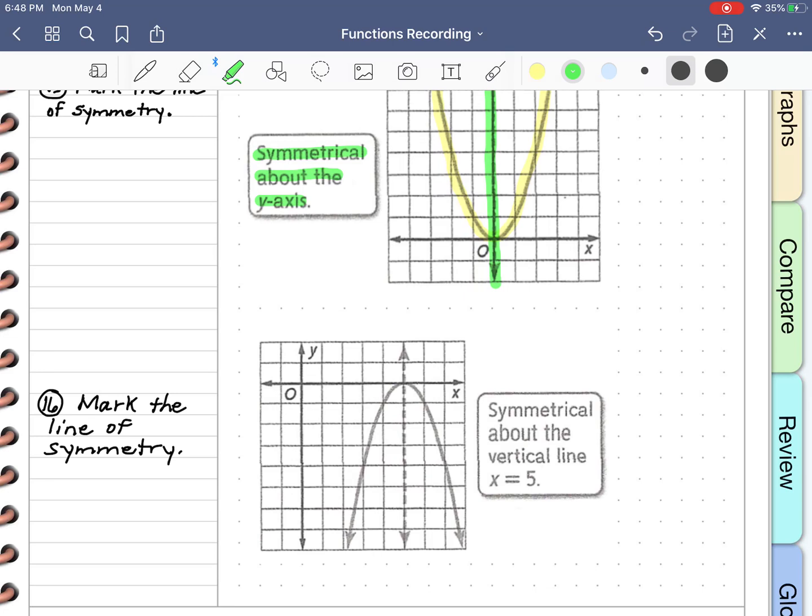Okay, this one, if you mark the line of symmetry, it's right here. And the graph is symmetrical. Here it's rising and here it's falling, but it is symmetrical about that green line. And that green line is where x is 5. It is 5 to the right of the y-axis. In other words, it's 1, 2, 3, 4, 5 from the y. So lines of symmetry can occur anywhere. It doesn't have to be an axis. It can be any straight line.